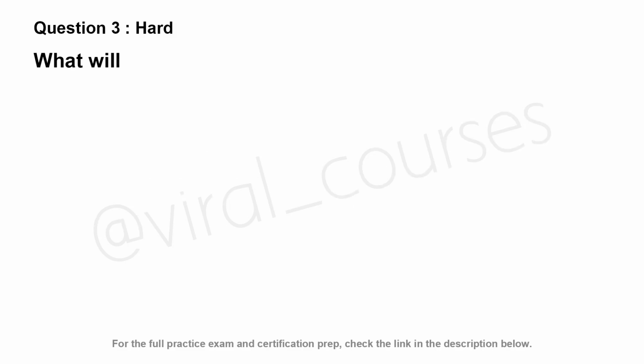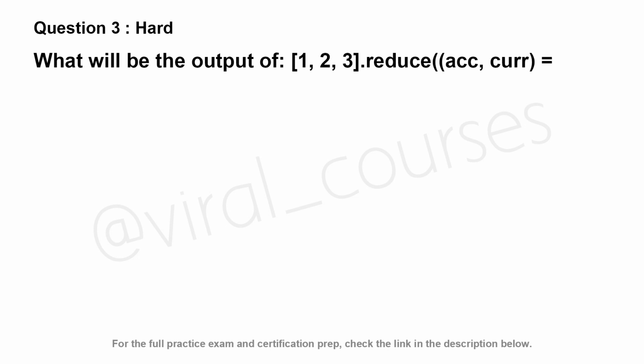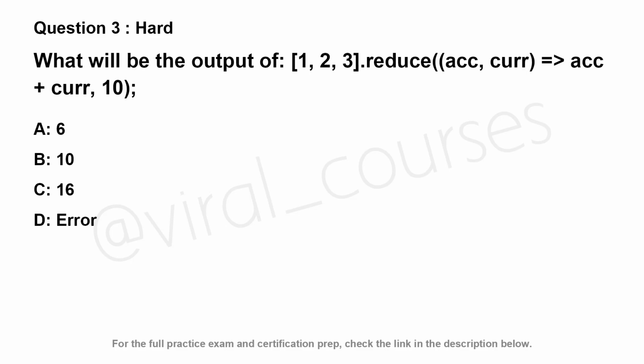What will be the output of [1, 2, 3].reduce((acc, cur) => acc + cur, 10)? Option A, 6. Option B, 10. Option C, 16. Option D, error.